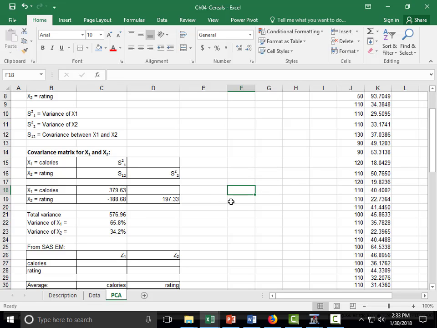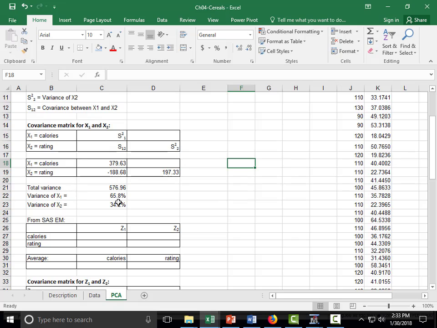Okay. So this is what we are starting out with. That is our starting point. Yes. Did you get the 197? That's the variance of the second column.